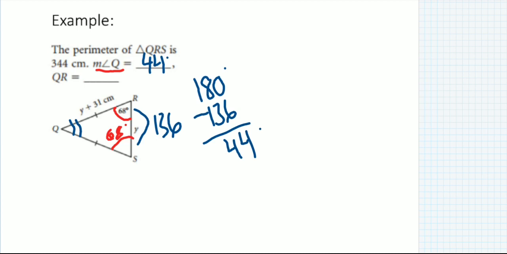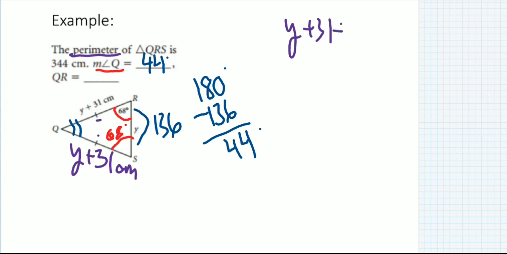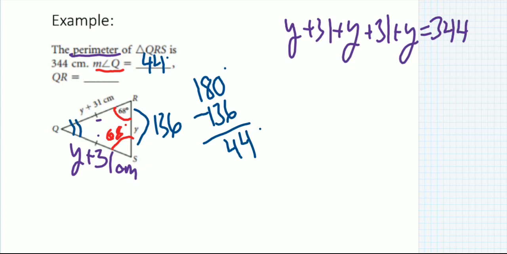Working with the sides, we see two little tick marks. So that means that this is also equal to y plus 31 centimeters. And then we have y for the last one. All the sides together is the perimeter. So if I add them all together, it has to equal 344. So it's y plus 31 plus y plus 31 plus y is equal to 344. Unlike the other problems where we could do shortcuts, you have to do this really long equation for this one.